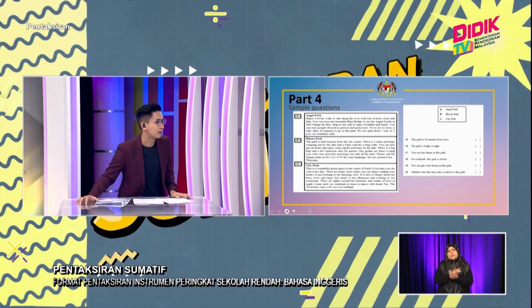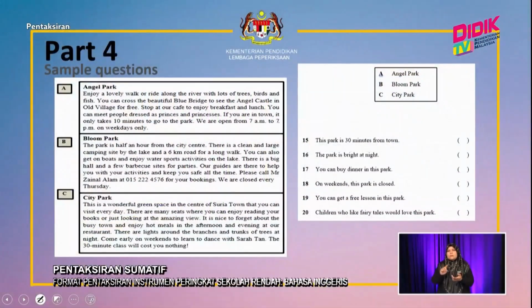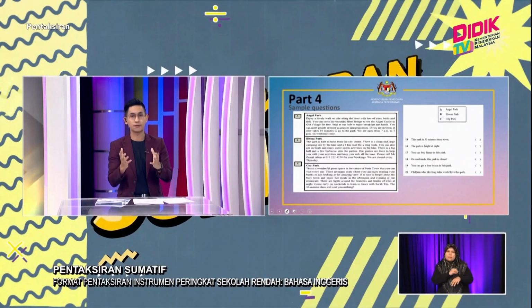Yeah, but I can see where you can get the answer now. Maybe you can share the question with us. This park is 30 minutes from the town. Okay. So if you go here, the park is half an hour from the city centre. So that's the key, which is B, Bloom Park. So even though that passage does not say 30 minutes, we need to understand half an hour.